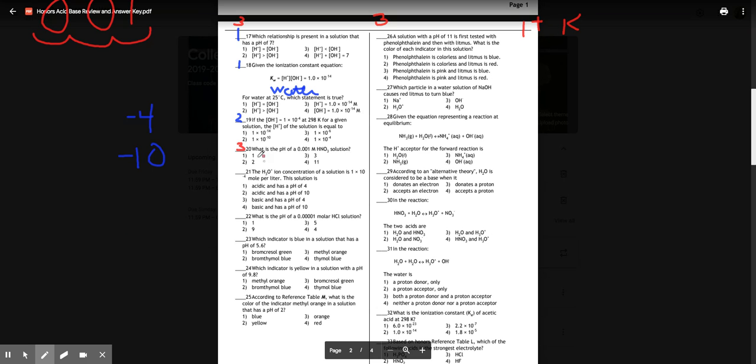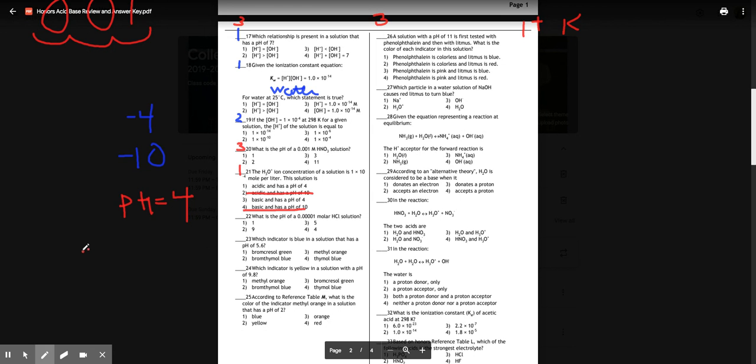So if the H plus concentration is 1 times 10 to the minus 4, that means the pH is just a positive exponent of 4. So there goes that, and there goes that. pH of 4 is an acid. That's just straight up definition.